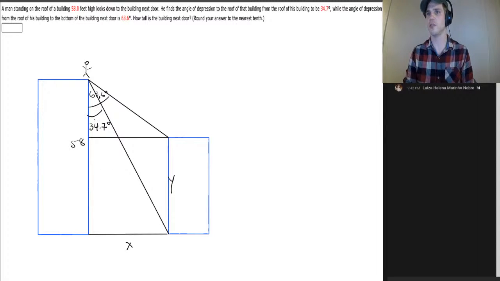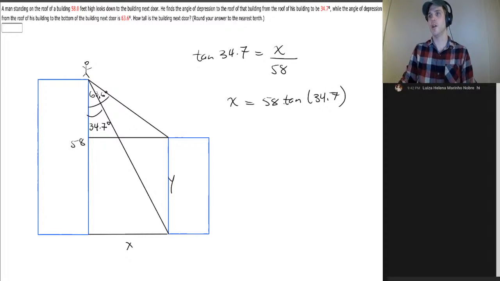All right, so let's use what we know. We know this side here, 58. 58 is in this triangle, so we can use it to find x. So the tangent of 34.7 is equal to the opposite, which is x, over the adjacent, which is 58. And we can solve for x then. x is equal to 58 tangent of 34.7. Okay, so we know what x is now. You could just plug that into your calculator. I'm not going to do it yet.